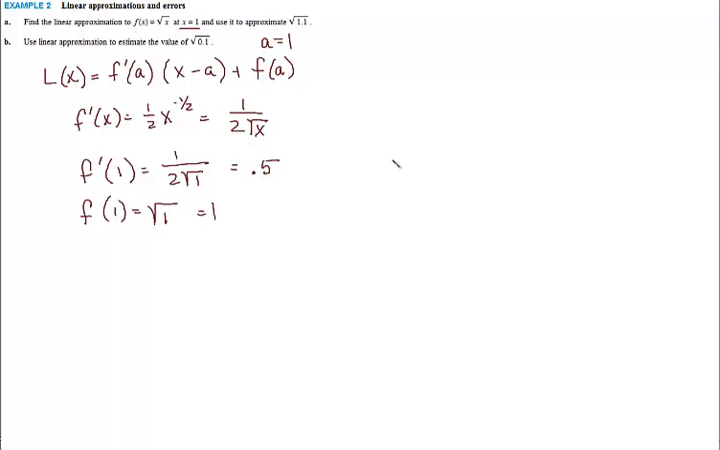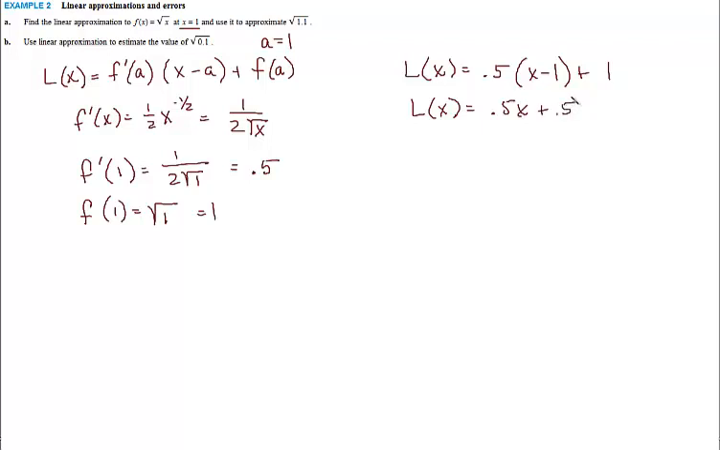Right, so now I can play L of x equals f prime of a, that's 0.5 times x minus my a, which is 1, plus my f of a, that is a 1. So L of x is 0.5 x, that's a minus 0.5 plus 1, so that is plus 0.5.